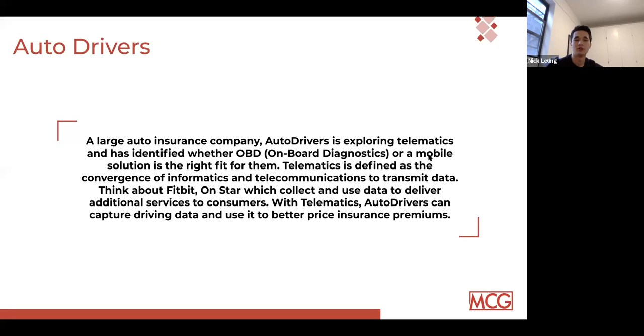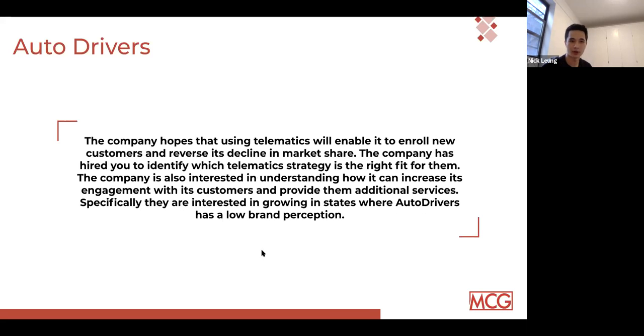Basically, they're trying to price insurance premiums, right? They're trying to see how safe people drive. So they're asking, should we collect data by putting a piece of hardware in someone's car, which would be OBD, or would it be better to download an app and collect data from a person's phone about how safe they drive? And then using this data, they can better price their insurance premiums. Cool. All right. Frameworking portion.